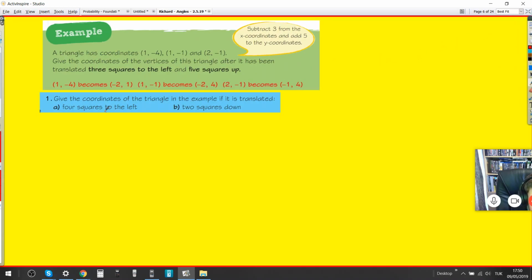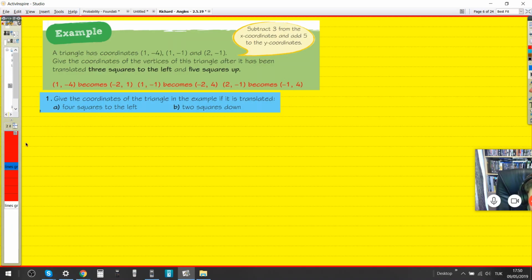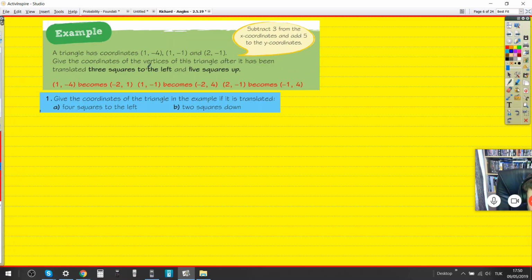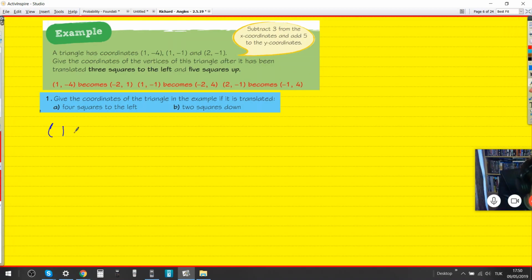Okay, so how about these? We'll do 2 together. 4 squares to the left and 2 squares down. Okay. So let's say 1 minus 4. So 1 minus 4 becomes minus 2. So 3 squares to the left and 5 squares up. So no, the one, sorry.